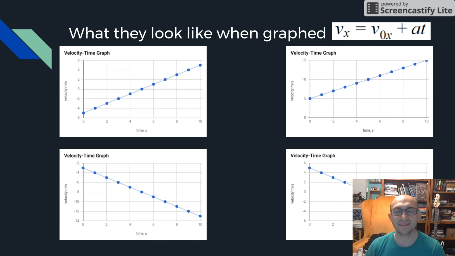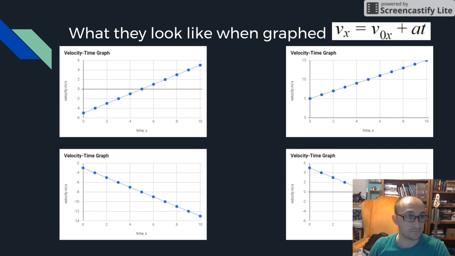The first one, that is a linear function. It fits the y equals mx plus b format, where y is going to be vx, m is going to be acceleration, your slope, t is our x, our independent variable, and then our b, our intercept, is going to be v naught x. And you'll see here in the upper left-hand corner that my initial velocity, my intercept, is -5. And my acceleration is +1, which means that for every second, the velocity gets +1.